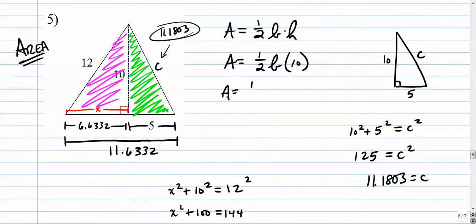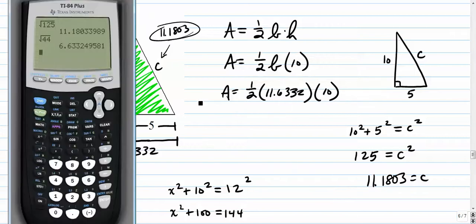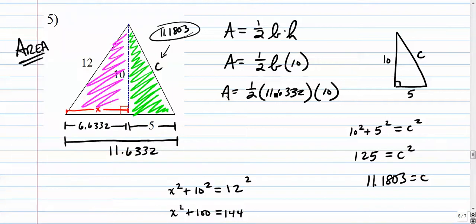So it's 1/2 times that times 10. So here we go. I'm going to go 0.5 times 11.6332 times 10. I get 58.166. And again, that's units squared.